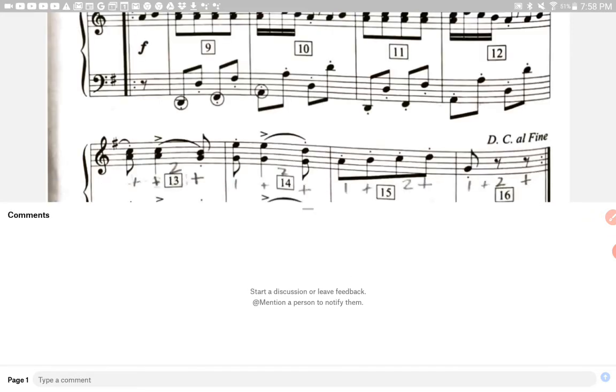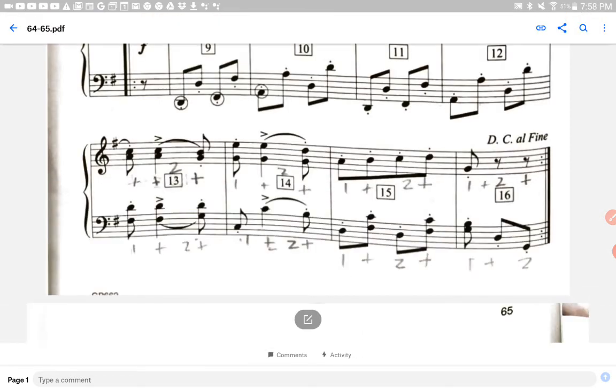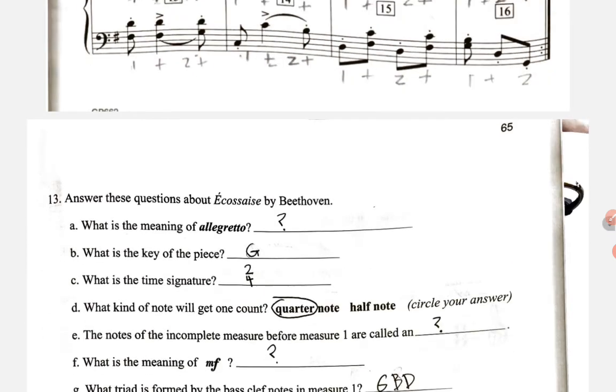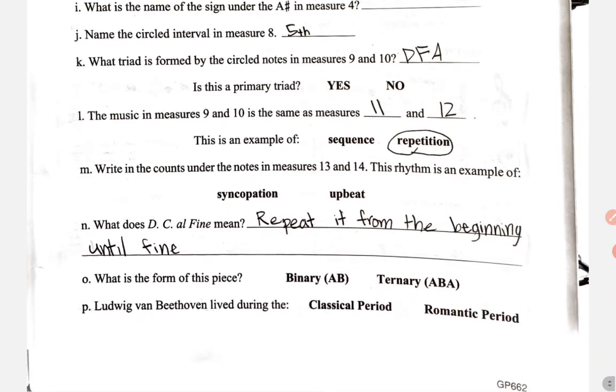Okay, let's see if I can put it back. Yes, I can. Okay, thank you for your patience while I'm struggling a little bit with the technology.